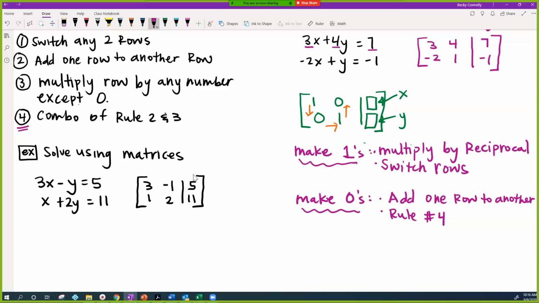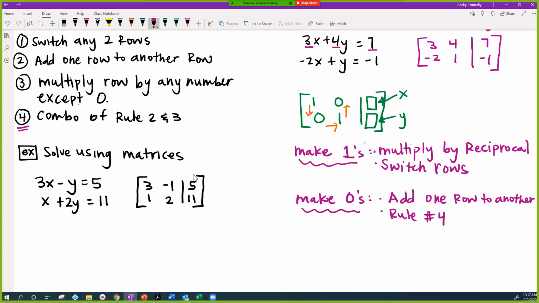So let's think about how we're going to make ones and zeros with this one. The first place we're going to start, remember, is the upper left-hand corner. We want that to be a 1. So what do you think would be a good way to get a 1 where that 3 is? Any ideas? You could multiply by 1/3 because that's the reciprocal, but do you see that is going to give you some kind of crazy fractions that you might not want to deal with? But you definitely could do that. Multiply by the reciprocal. Does anybody see anything else that we might be able to do?